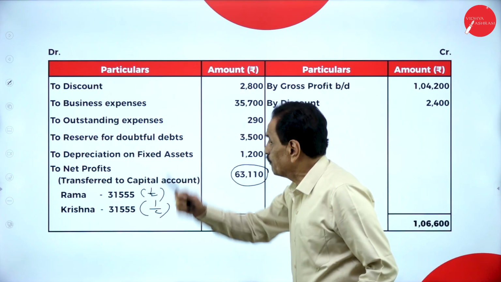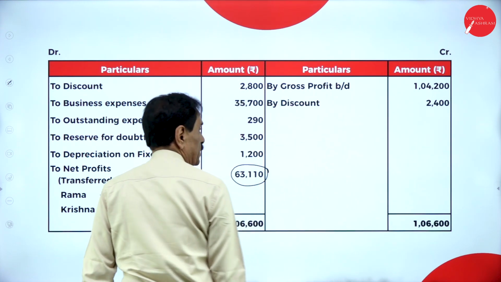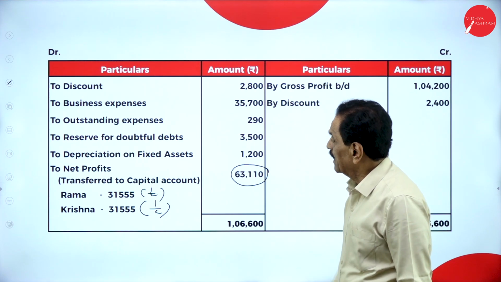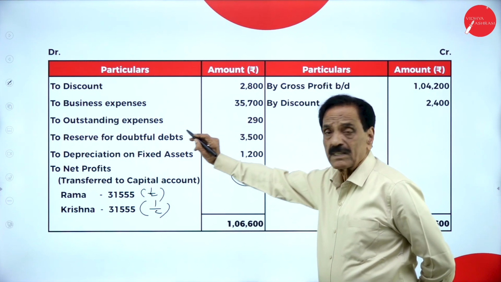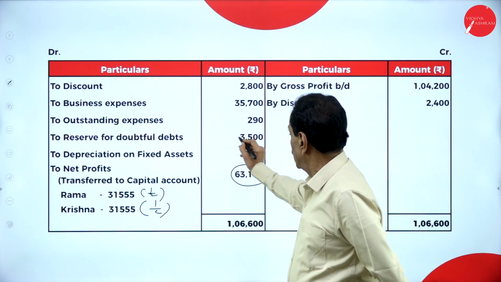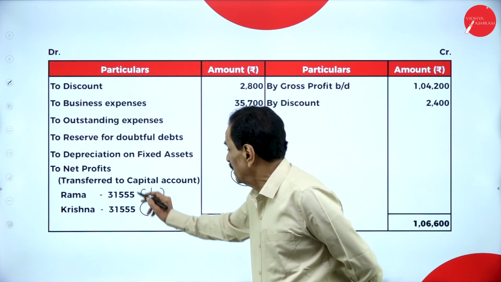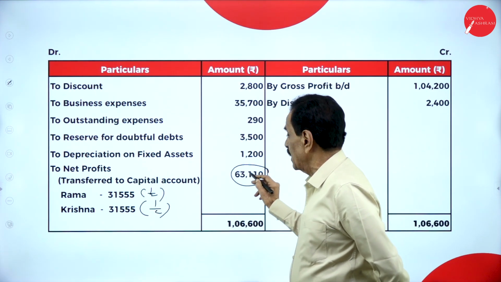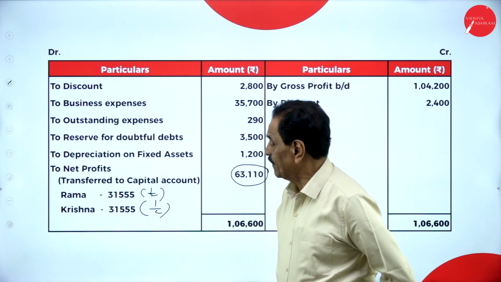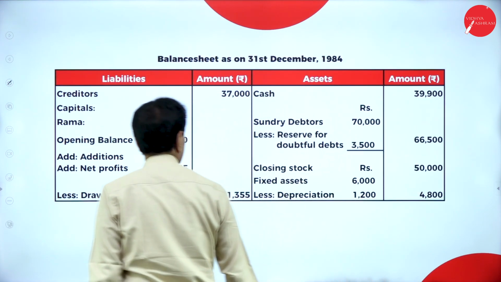1,04,200. Then we have to prepare the profit and loss account by gross profit brought down, by discount received 2,400, discount allowed 2,800, business expenses 35,700, then outstanding expenses 290, RBD on debtor 3,500, depreciation on fixed asset 1,200. The difference is net profit 63,110, equally distributed. Rama gets how much? 31,555. Krishna gets 31,555. Then go to balance sheet.